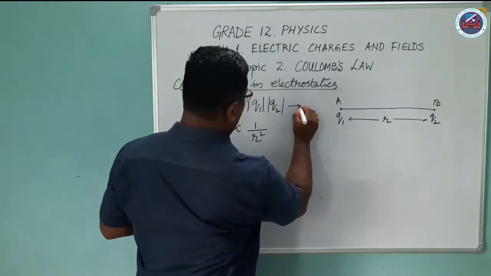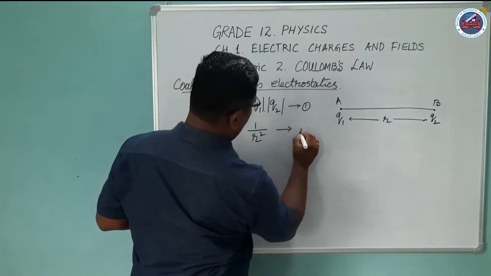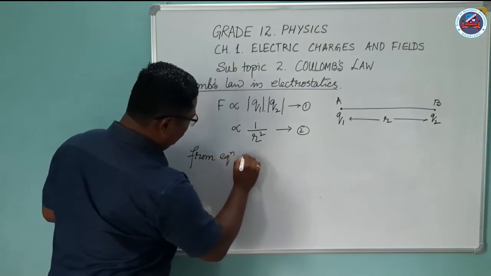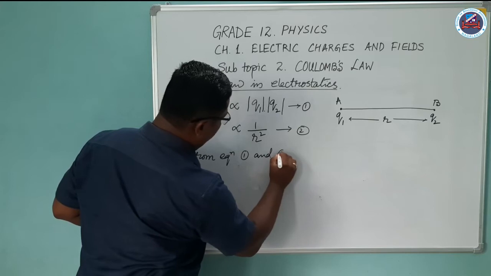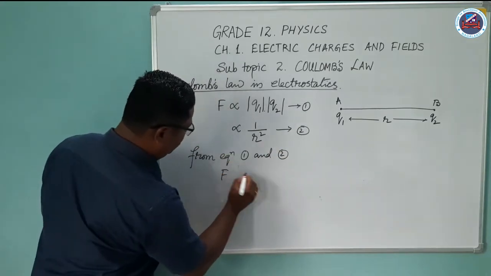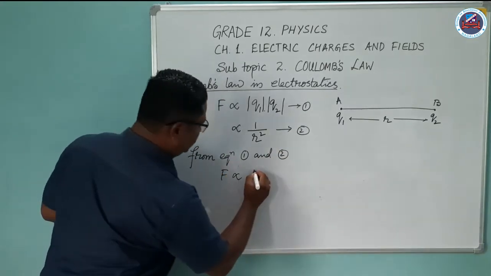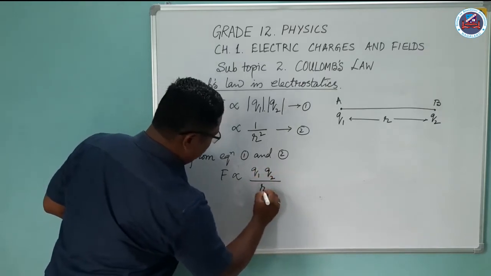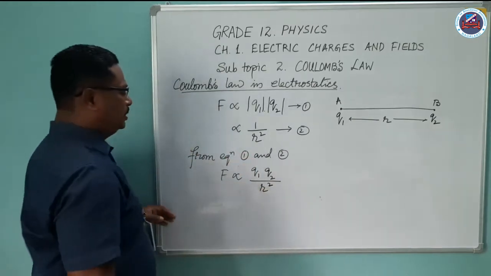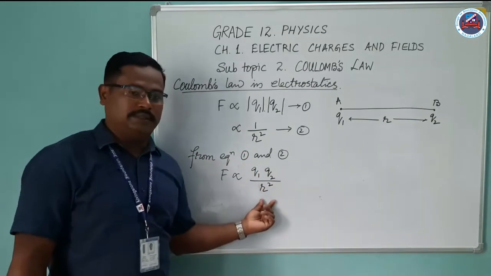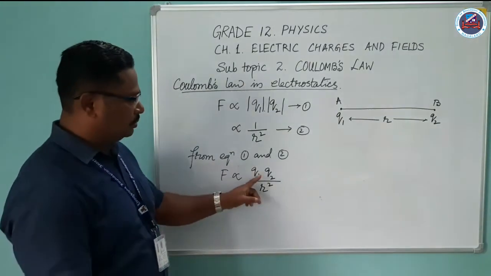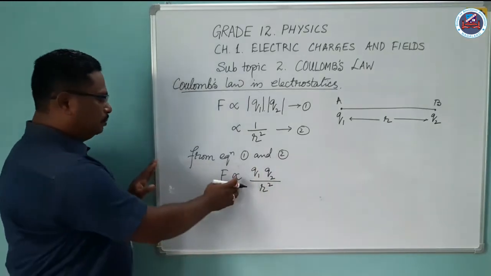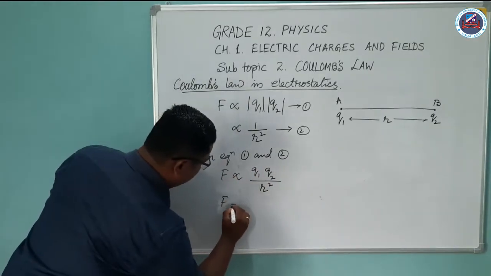If you combine them together from equation 1 and 2, we can write Coulomb's law in this way: F is proportional to the product of their charges Q1 and Q2, inversely proportional to the square of their distance R square. But you have to keep in mind that the product that we are taking is their magnitude alone. To remove this proportional sign, we use a constant term.